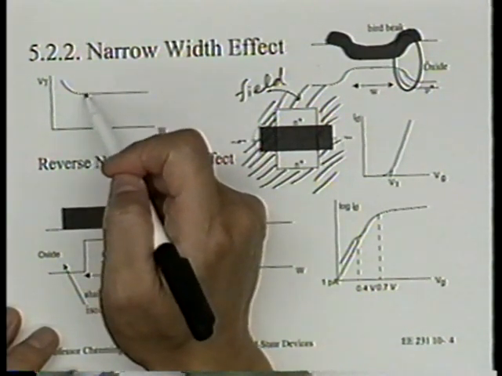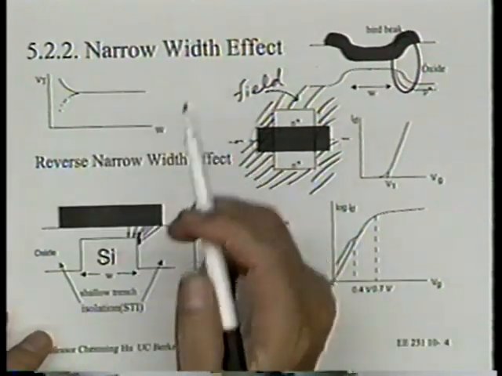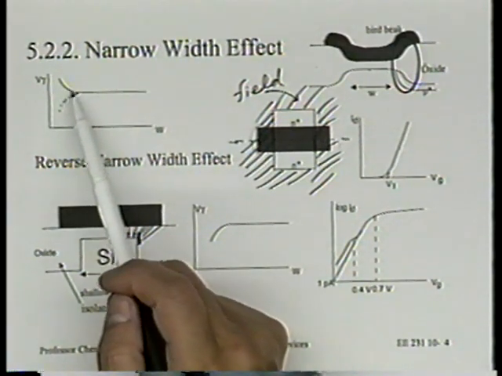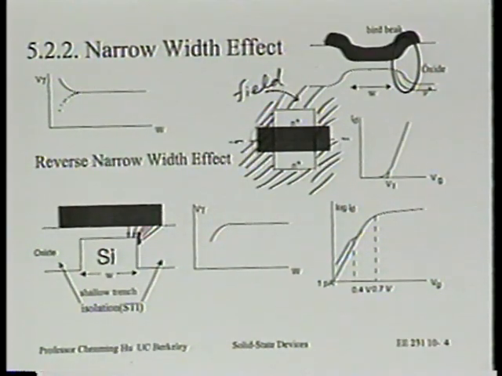But let me tell you that the world is really changing, such that don't assume that VT going up is normal and VT going down is abnormal. In fact, both are very commonly observed, and perhaps VT going down is a more common behavior now. So don't be misled by this terminology. One is the narrow width effect, one is the reverse narrow width effect. Just say that VT is a function of W.